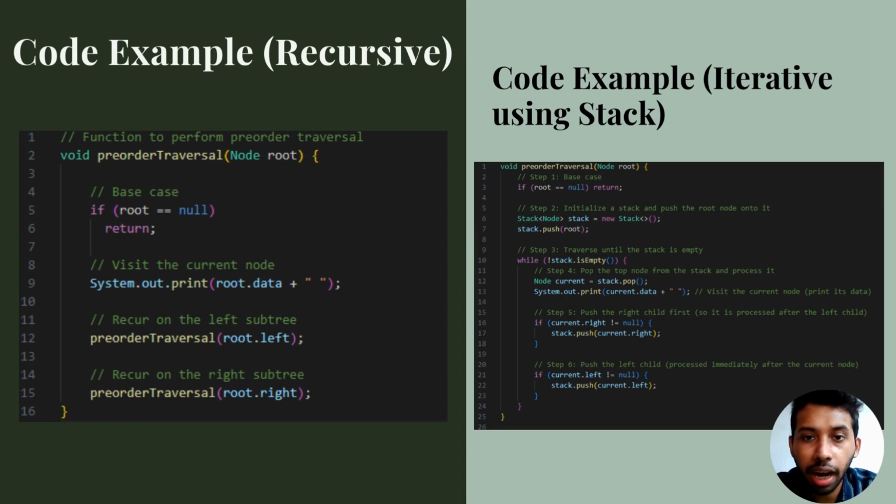Now let's look at the Java code to implement this recursively. First we check if the current node is null. If it is, we return because there is nothing to traverse. Next we process the root node by printing its data. This ensures we visit the root node first in pre-order traversal. Then we recursively call the function on the left child to visit the left subtree, followed by the right child to visit the right subtree. This ensures we visit the root first, then the left and right subtree in sequence.